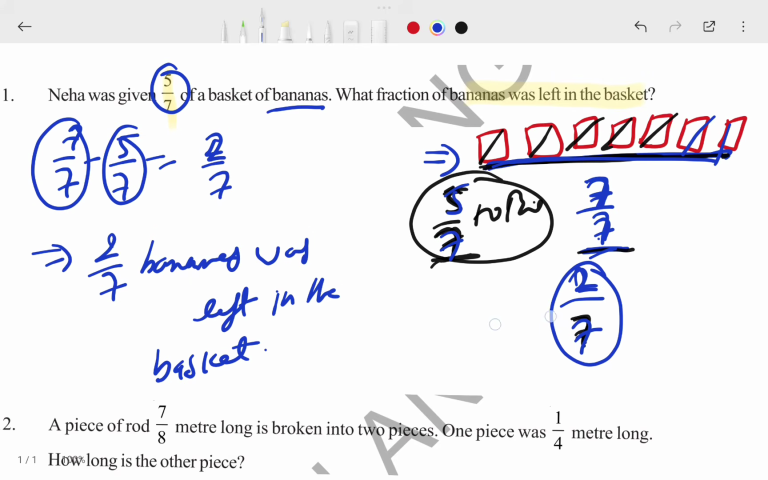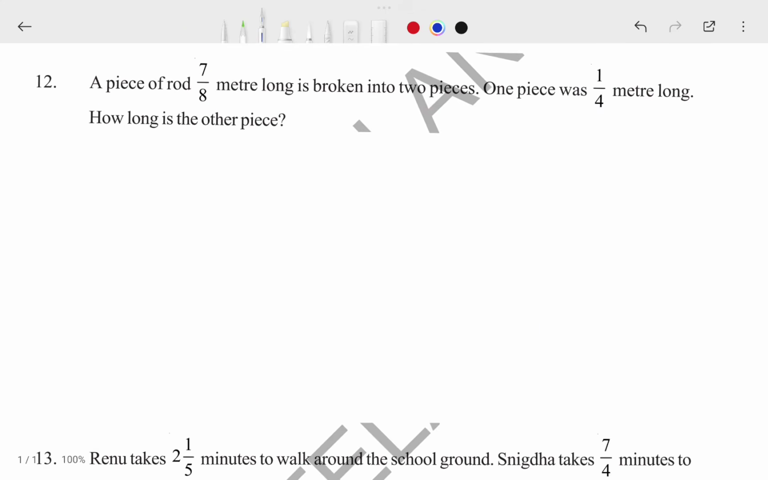Simple. Okay, now this is the 12th question. A piece of rod is 7 by 8 meter long and is broken into 2 pieces. One piece is that much meter long, and how long is the other piece? Okay, so generally we are going to subtract. Let's suppose this question is telling that a piece of rod is 7 by 8, so generally a piece of rod is totally that much.